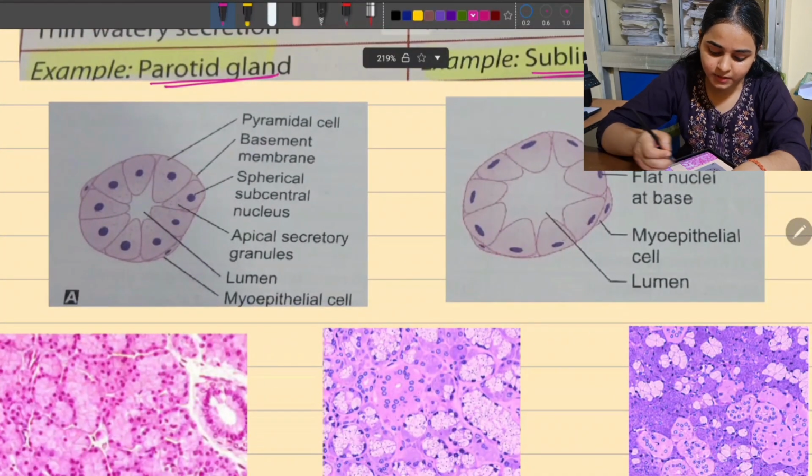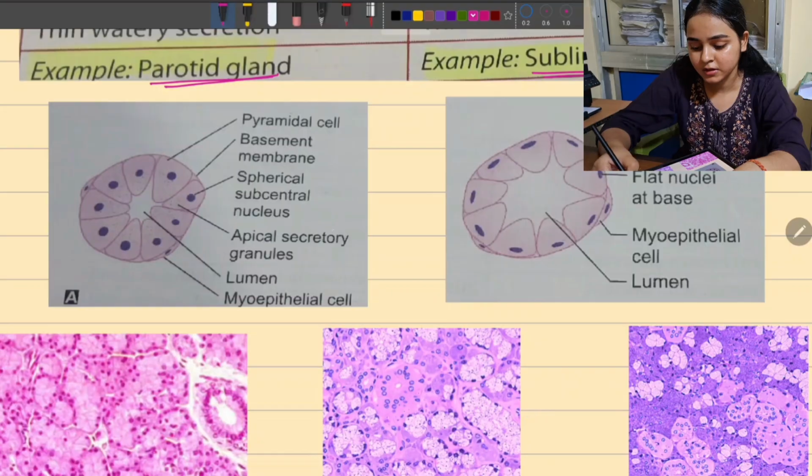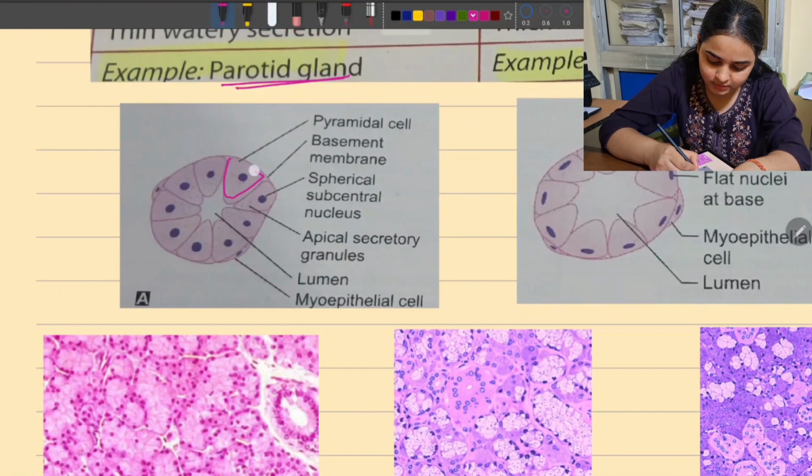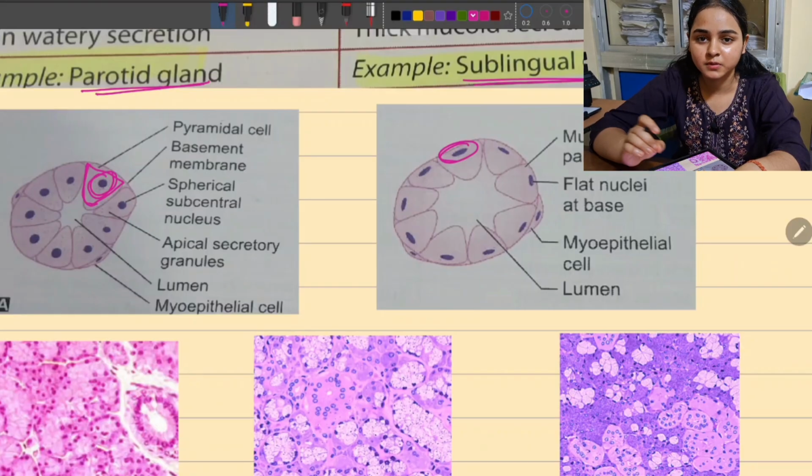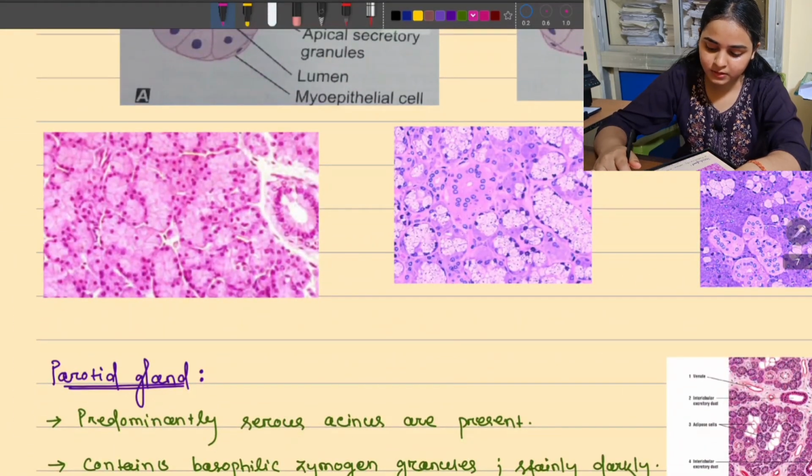You can see here the schematic diagrams of the serous acinus and mucous acinus. In serous acinus, the cells are triangular and the nucleus is rounder. And in mucous acinus, the nucleus is flat and present at the periphery. But in serous acinus, the nucleus is present at the center. Okay, so these are the slide pictures.